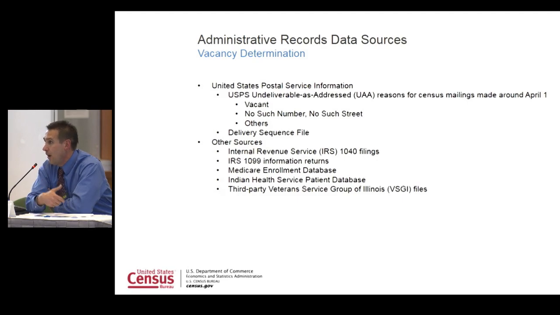we mail our questionnaires, the letters and the postcards and the questionnaires, we request the undeliverable as addressed service from the post office, but also request that they give us the reasons for why they could not deliver. Some examples of those are vacant, no such number, or no such street. There's about 11 of those codes, and we've done research to see how those codes correspond with our outcomes, especially in the 2010 census of occupied, vacant, and delete.